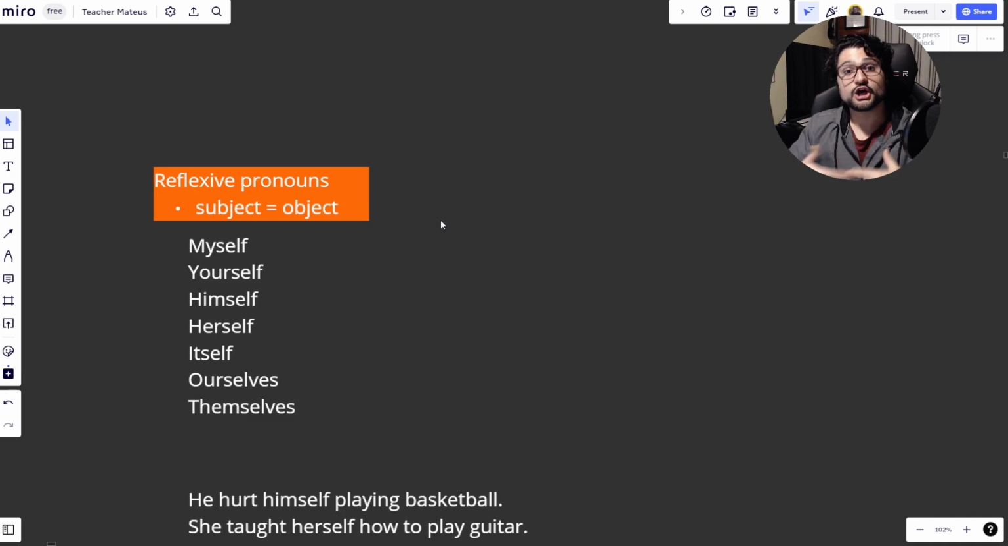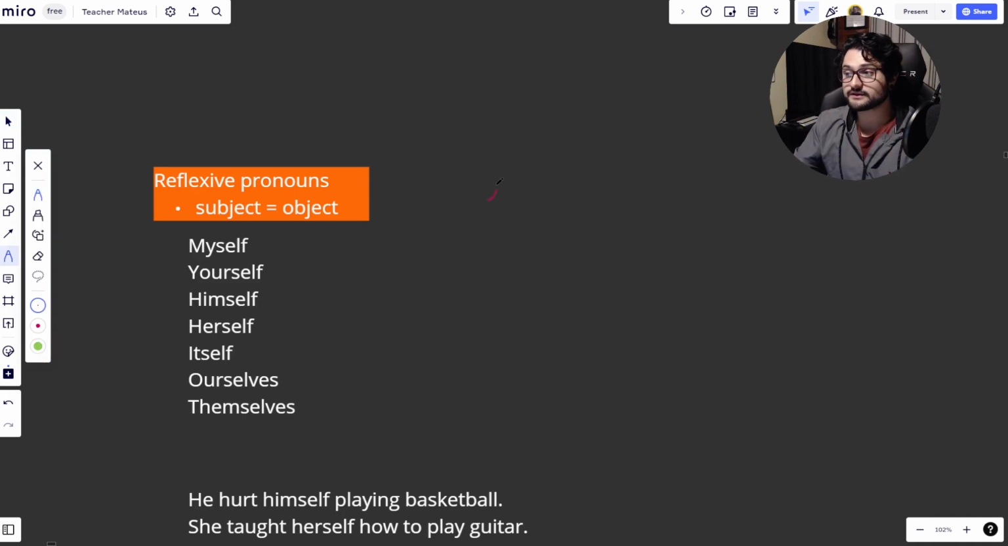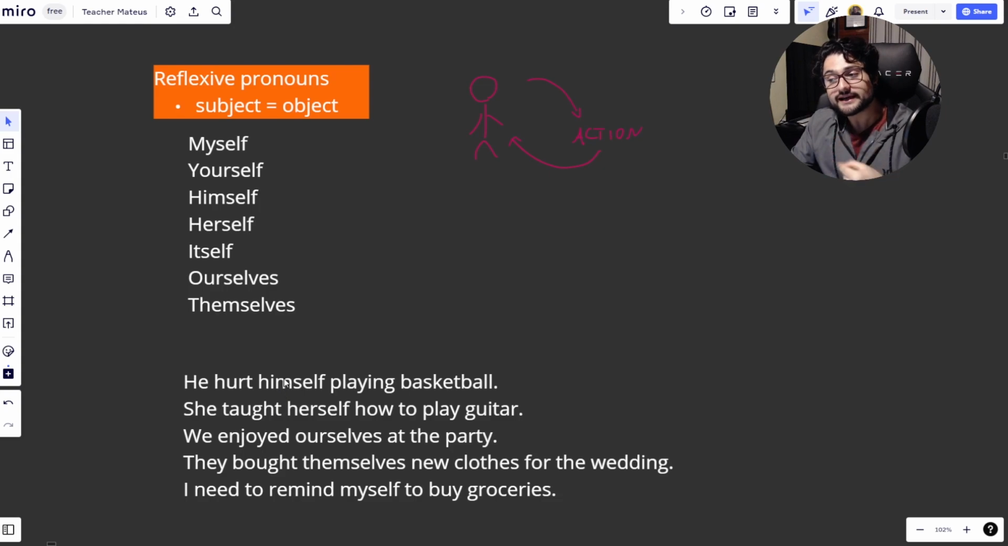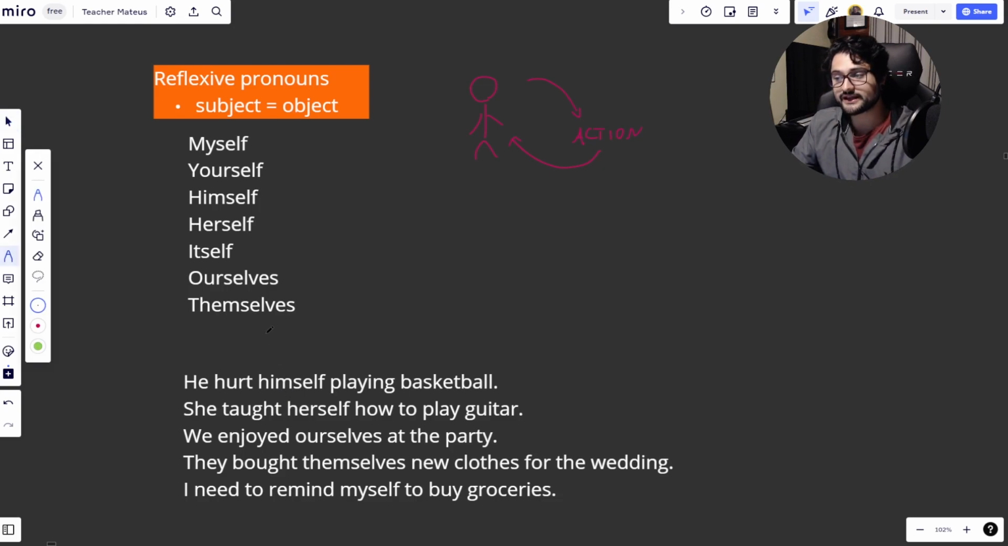So the person doing the action, imagine that there is a person doing some action, is the same person that is receiving the action. So the person is doing something for herself. Let's take a look in some examples. He hurt himself. There we have our reflexive pronoun.